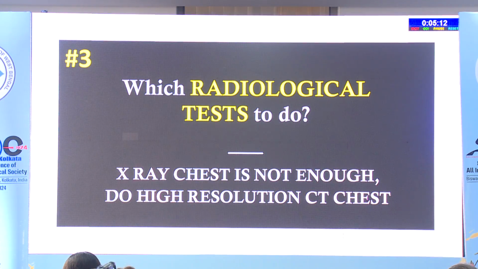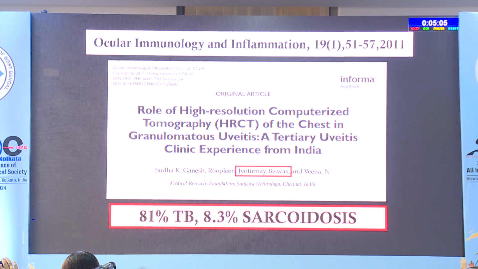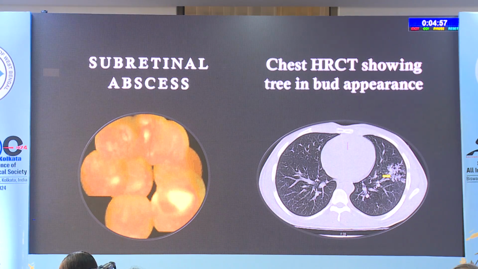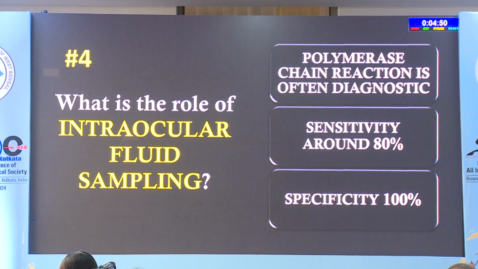X-ray is not enough. 40% of tuberculosis will be missed by X-ray. Do a high-resolution CT. We did a study on the role of high-resolution computerized tomography of the chest, and 81% TB and 8.3% sarcoidosis were detected. And the subretinal abscess of this case shows an example of a tree-in-bud appearance on HRCT chest.